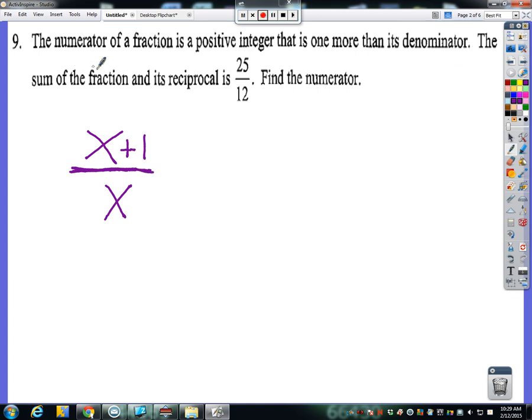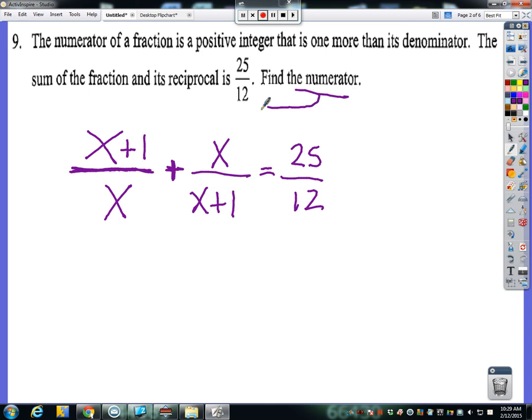Then it says the sum of the fraction, which is this, and its reciprocal. So sum means we're going to add to this. Its reciprocal means the flipped upside down version, which would be x over x plus 1, is 25/12. And we need to find the numerator. The numerator they're really referring to is the original numerator, which is the denominator value plus 1. Now, we've got an equation here that has one variable. You can do the math with this, but it's not really a whole lot of fun to do.